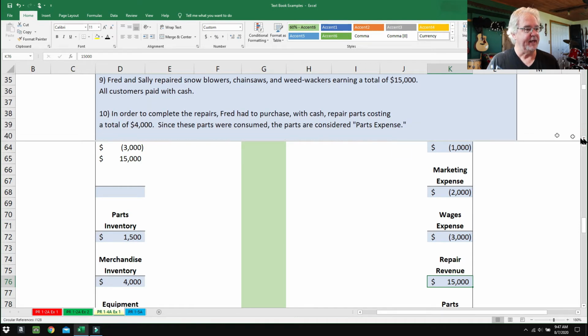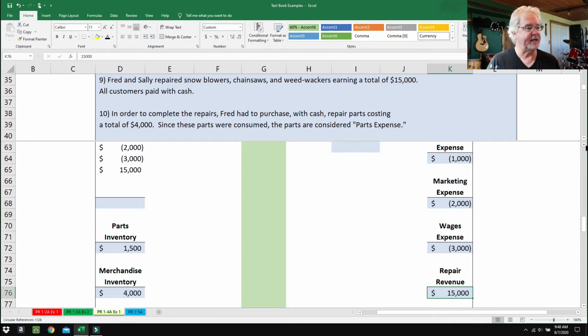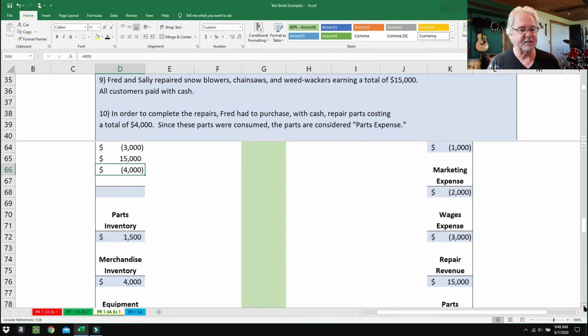Number 10. In order to complete the repairs, Fred had to purchase with cash repair parts costing a total of $4,000. Since these parts were consumed, the parts are considered parts expense. So Fred paid all this out with cash, $4,000. And this is going to be parts expense.